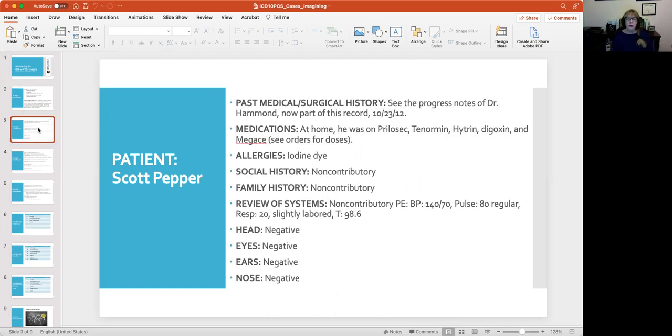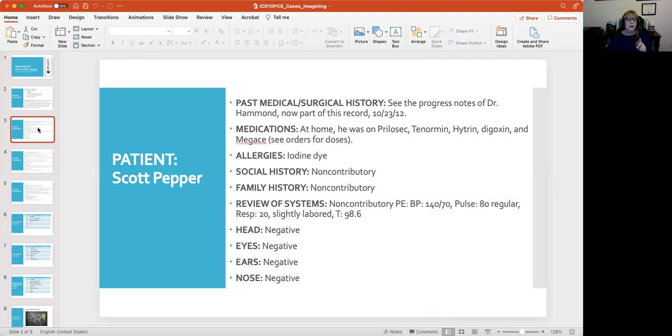Okay. Past medical surgical history, see progress notes of Dr. Hammond, now part of this record, October 23rd, 2012. Medications at home, he was on Prilosec, Toprol, digoxin, and Megace. Allergies, he's allergic to iodine dye. Very important, because remember, we are today reporting for the imaging. Social history, non-contributory. Family history, non-contributory. Review of systems, non-contributory.